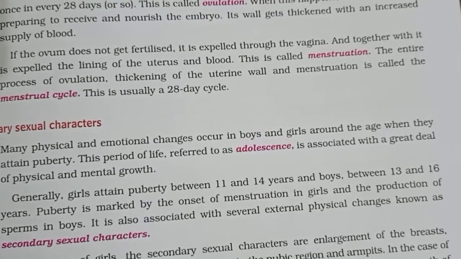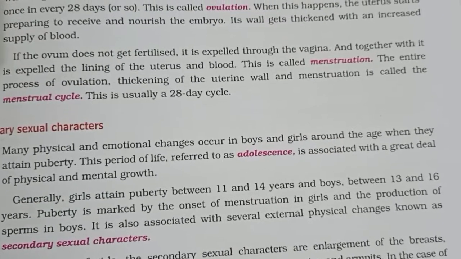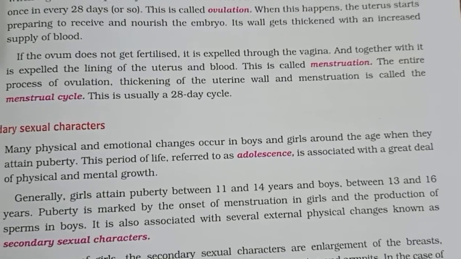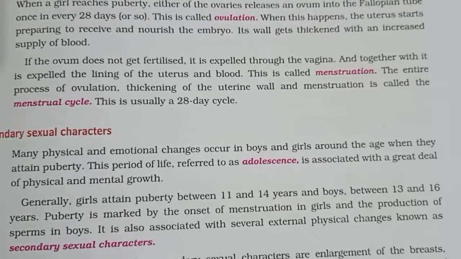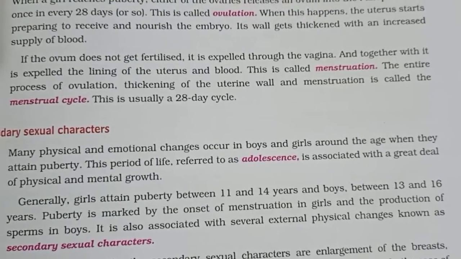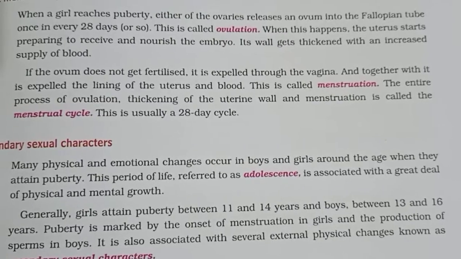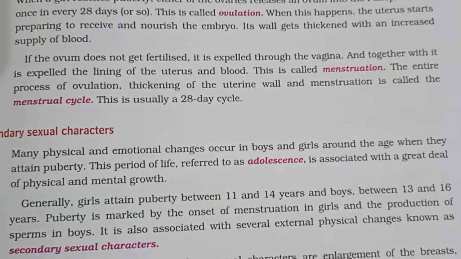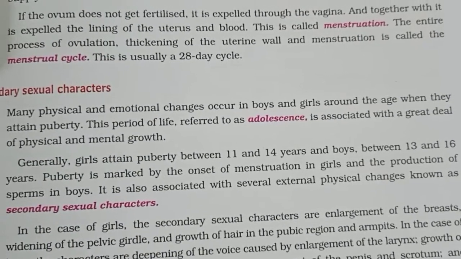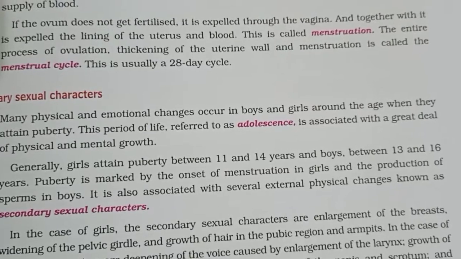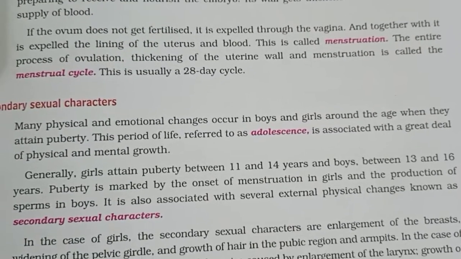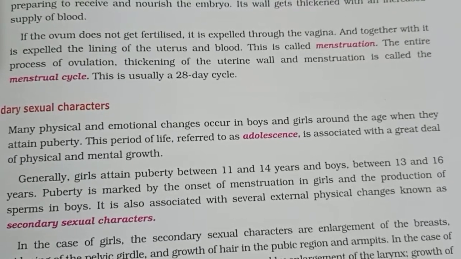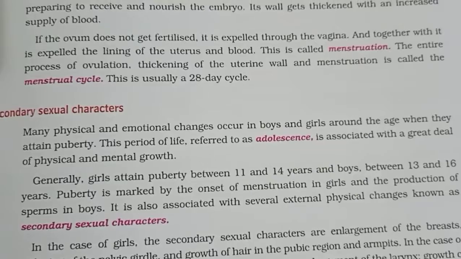Since menstruation occurs every month after attaining puberty, this is also known as the menstrual cycle. Sometimes it is also known as monthly periods or just periods. The entire process of ovulation, thickening of the uterine wall, and menstruation is called the menstrual cycle, and this usually repeats itself after every 28 days.